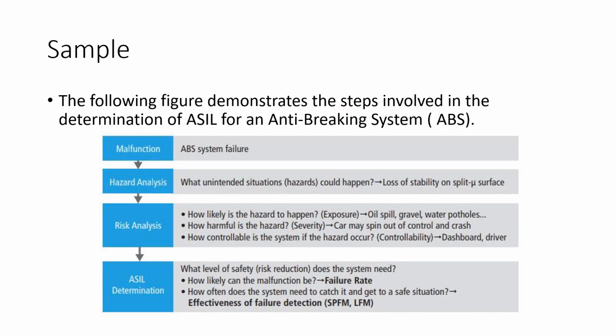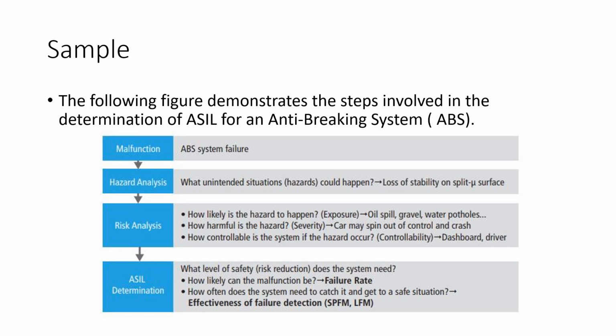So here is a sample which I brought from the internet. This is an example from the ABS system. ABS is the anti-lock braking system. So what happens if the ABS fails? Hazard analysis says what unintended situations or hazards could happen, for example loss of stability on a split-mu surface.